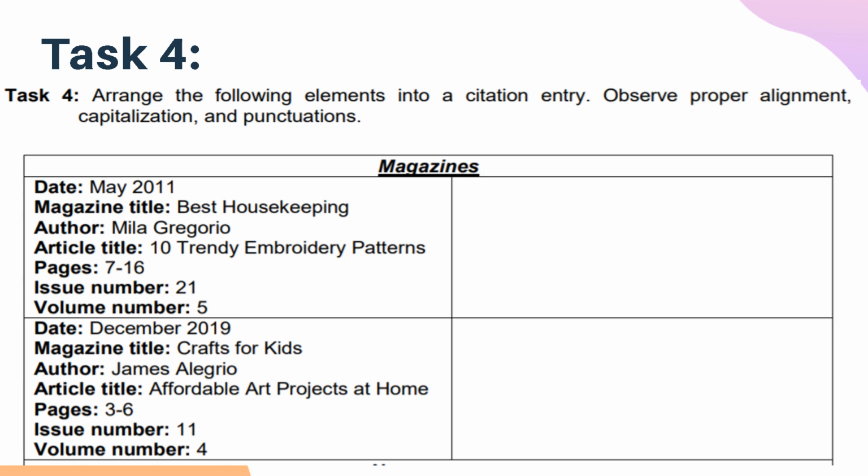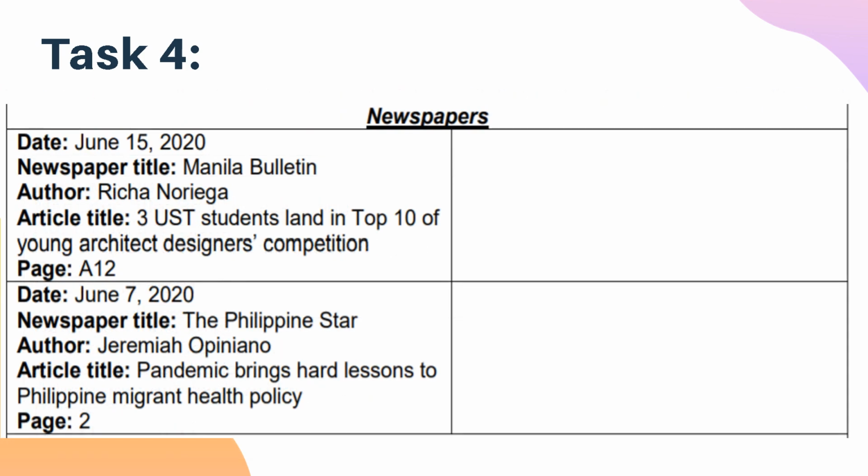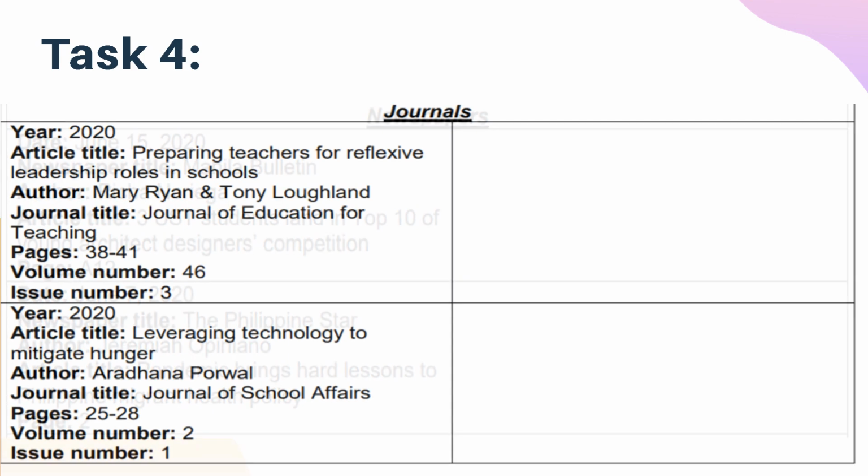Next, you have to do Task 4. Again, you have to arrange the elements written in your module into a citation entry. Of course, you still have to observe proper alignment, capitalization, and punctuation. So first, you have to arrange the elements of a magazine, and then arrange the elements of journals.